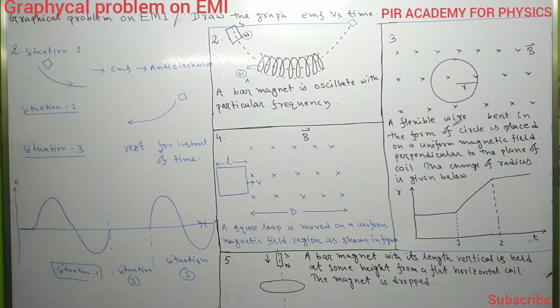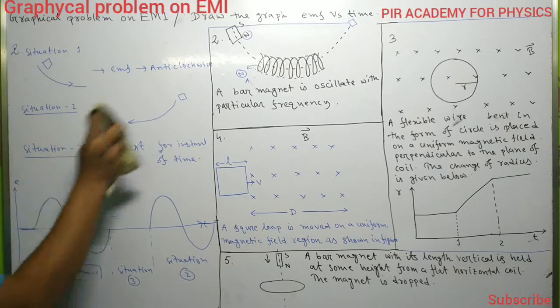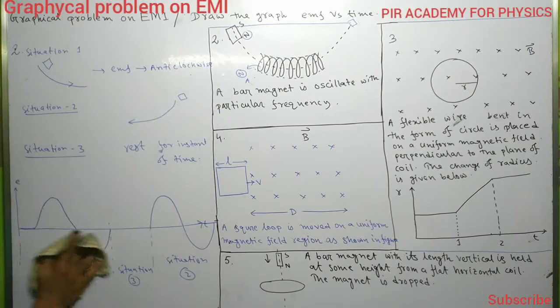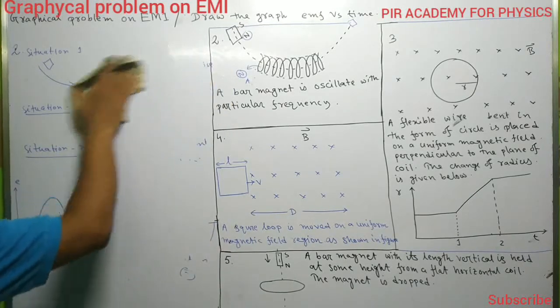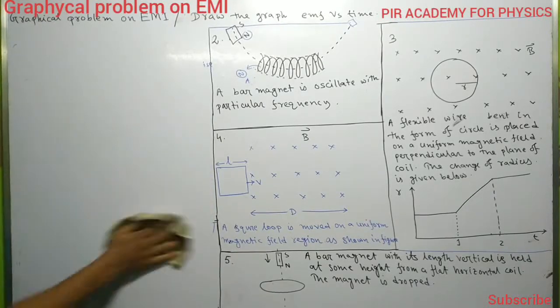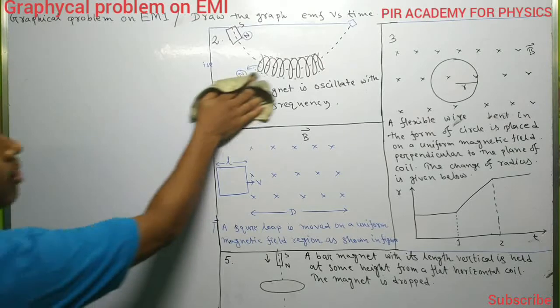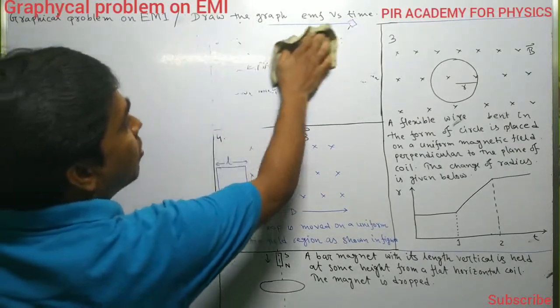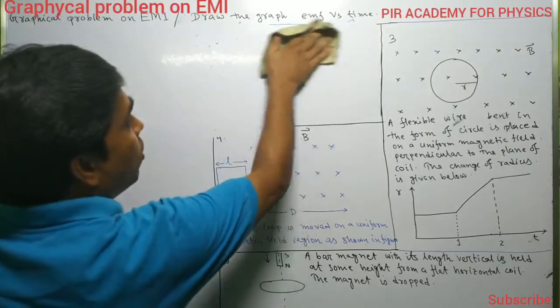This is the situation number 2. This is the graphical representation of the induced EMF versus time graph of situation number 2, that is, number 2 problem. Next, number 3. I have completed this problem also. So number 3.